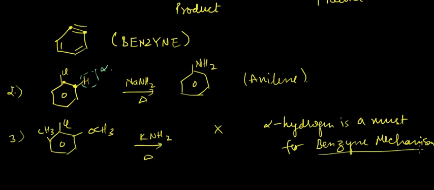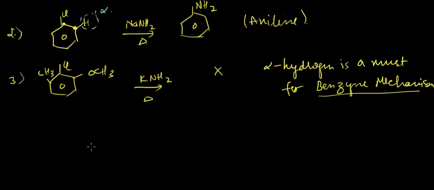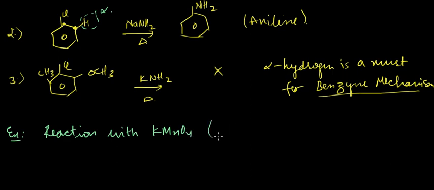Okay, let us take some more examples. I hope that in the previous lectures I have mentioned KMnO4 regarding its oxidizing nature. So KMnO4 is a very good oxidizing agent, and the reaction of KMnO4 also requires the compound to have alpha hydrogen. So now we'll be seeing reactions of KMnO4 with certain organic compounds where alpha hydrogen is a must. Otherwise KMnO4 won't show any reaction.